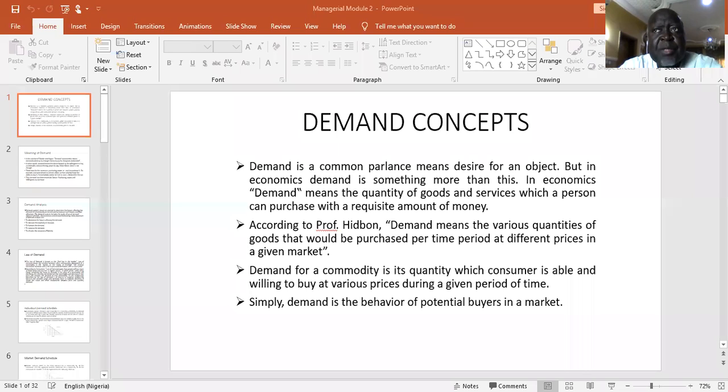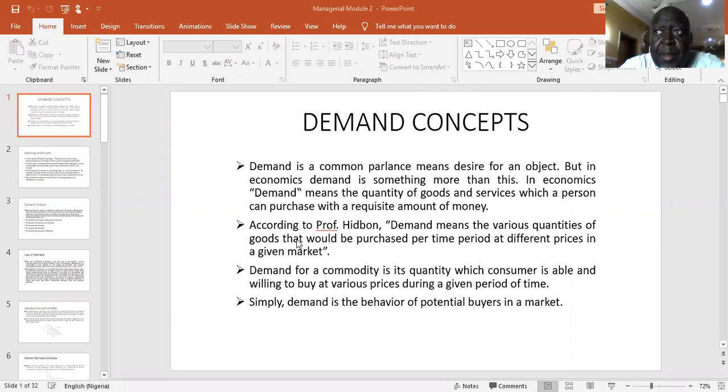So, demand concept. Demand in common parlance means desire for an object. But in economics, demand is something more than this. In economics, demand means the quantity of goods and services which a person can purchase with the requisite amount of money. You can desire anything, you may want anything, but it may not be demand in economic terms until it's backed with money and the ability and willingness to spend money on that commodity.